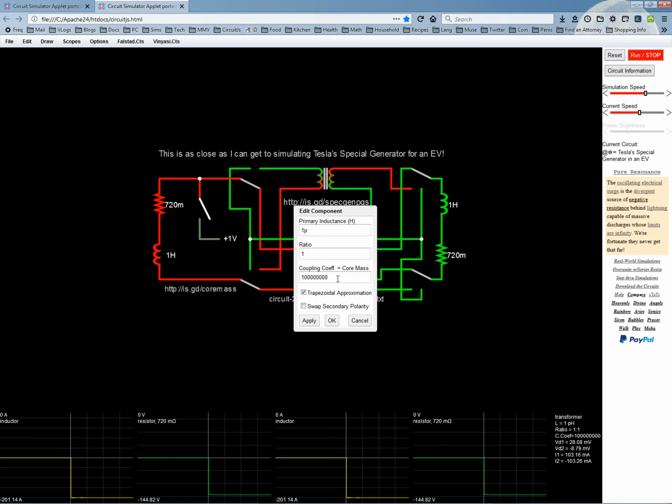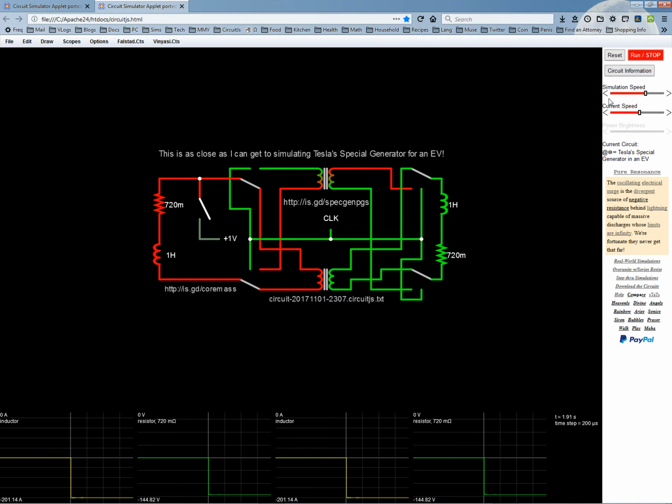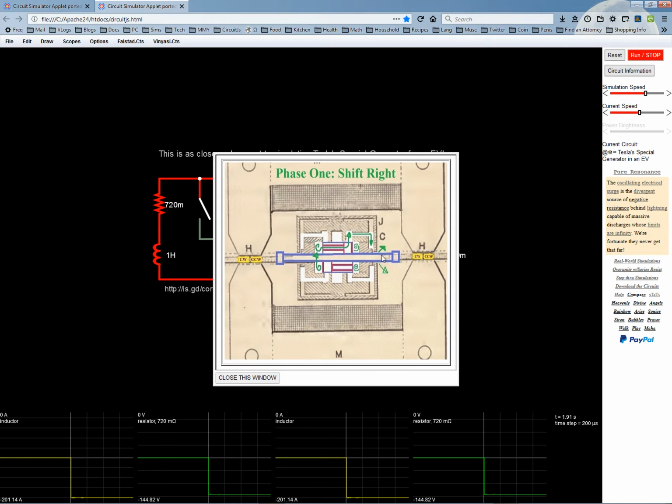100,000, 100 million. 100 million coupling coefficient. How in the world do you get that? Well, is this how? Two aluminum rods, and I guess this is a galvanized iron pipe between them, or maybe it's plastic. I don't know what material this is. I don't know if they had plastic or PVC plumbing in those days.